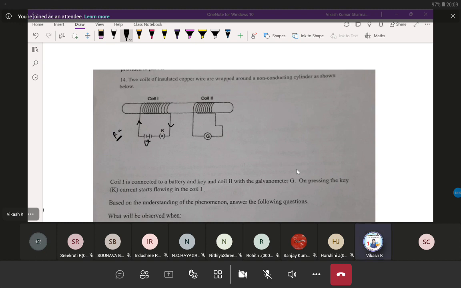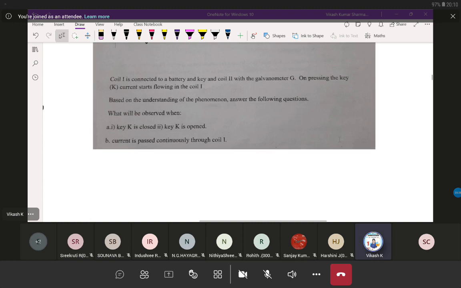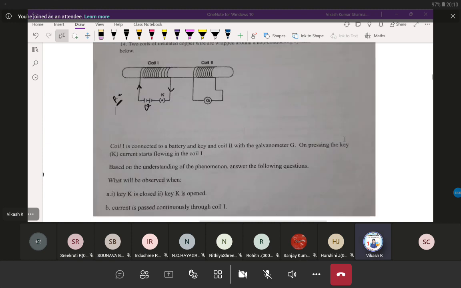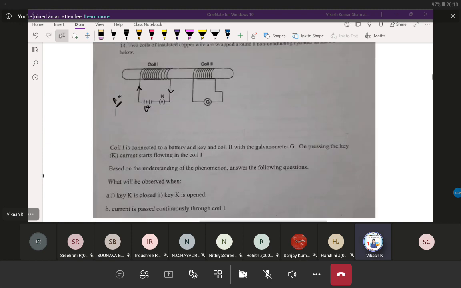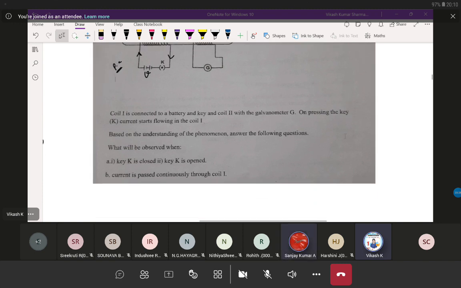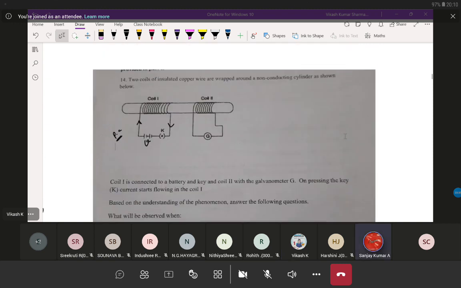Will any deflection be observed? Yes. If yes, then why? If no, then why? Do you know electromagnetic induction? The magnetic field around coil 1 induces a current in coil 2. That's why there is a deflection in the galvanometer.